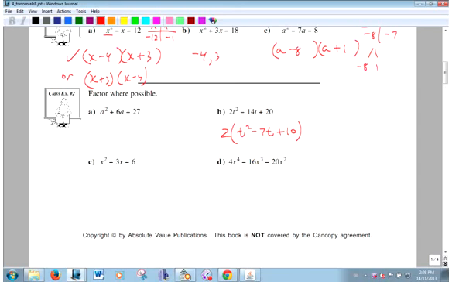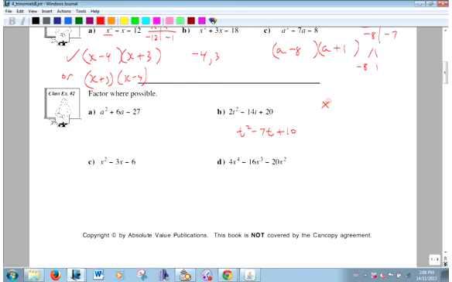2 times t squared is 2t squared. Check. 2 times negative 7t is minus 14t. Check. 2 times 10 is 20. This is the same as this. If it's not, you did something wrong. Okay? Then ignore the 2. Pretend it's not even there.